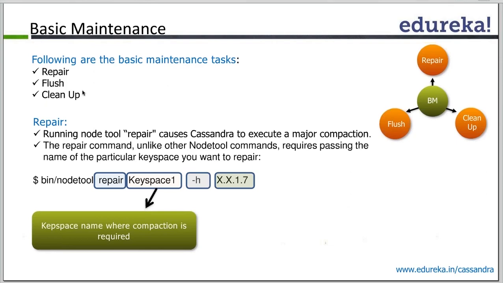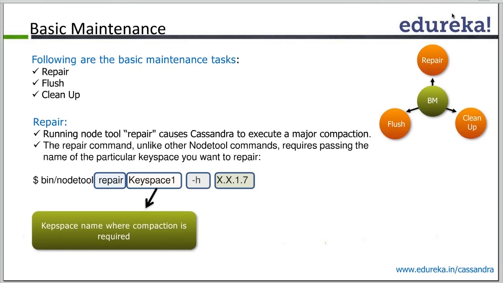So on the basic maintenance side, you could do repair, flush, cleanup, etc. There is another set of commands provided by nodetool. Repair is basically when you want to repair a particular node because it has some issue or it's not properly synced up inside the cluster, and you want to make sure that it is back to normal and everything is working fine with it. So you can use repair, which makes Cassandra execute a major compaction, makes sure all the unwanted stuff is thrown out, and then it is back to normal and working together as any other normal node in the cluster.